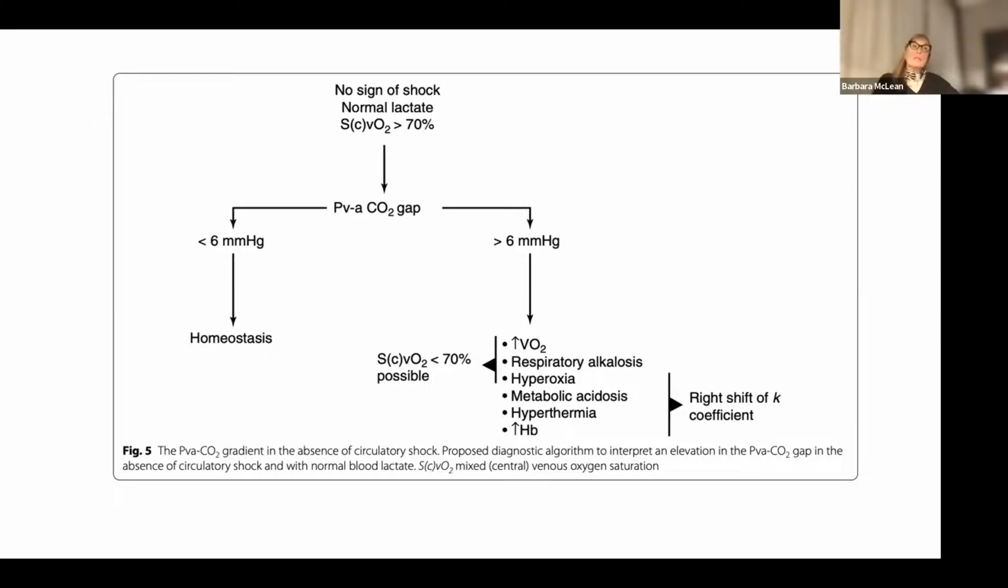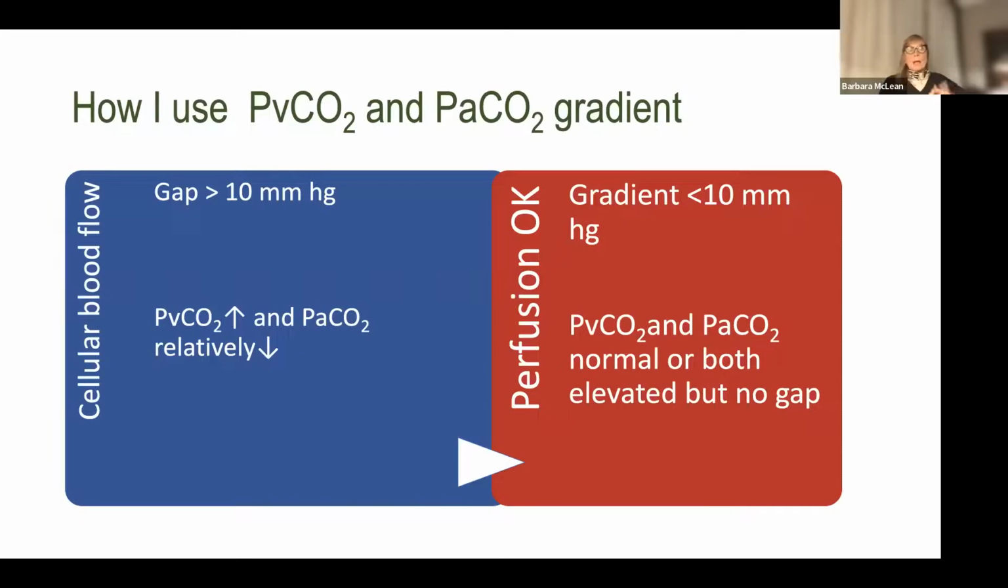If the patient has no sign of shock and he has a normal lactate, he's not hypotensive, he's not tachycardic, he doesn't have a base deficit, you're not going to be nearly as worried about this PVA CO2 gap. It's going to tell you more about patient's homeostasis, and it's going to tell you more about respiratory dysfunction and metabolic dysfunction, but not in the presence of acidosis. So really important.